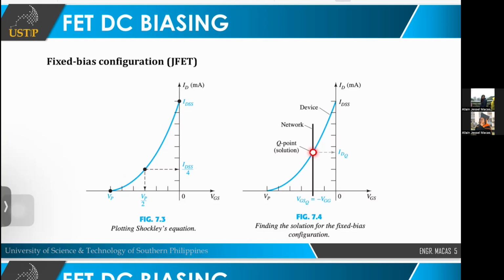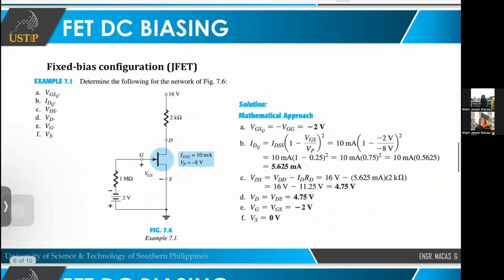This is the Q point. These are the specific values of your VGS and your ID, where your transistor operates. Okay, let's have an example. This is a real example now.